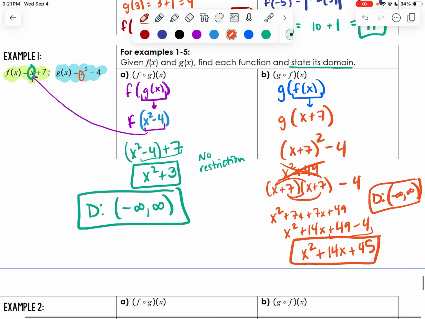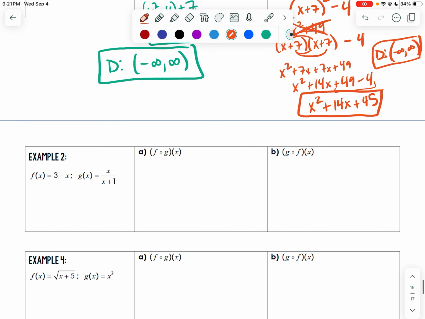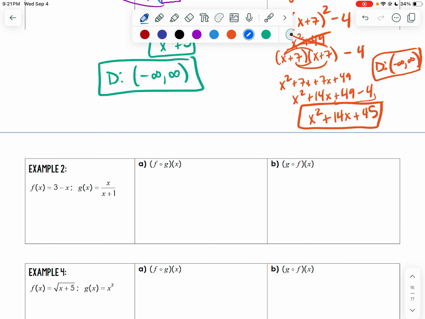All right, let's scroll down just a couple more. Again, just a couple different types of functions. So example 2, this is a little out of order. Example 2, you have 3 minus x and x over x plus 1.